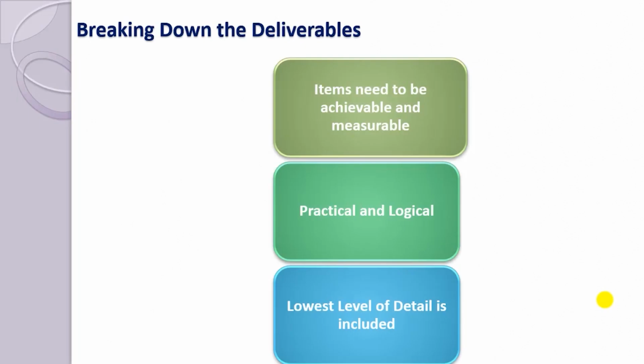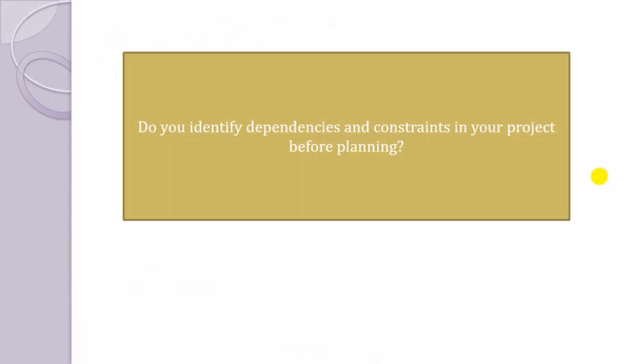After we have learned about the critical point, breaking down the deliverables, now we will see the next pointer. Before moving to the next point, that is identifying dependencies, I want to ask: do you identify dependencies and constraints in your project before planning? What are the constraints? Everything is not perfect.